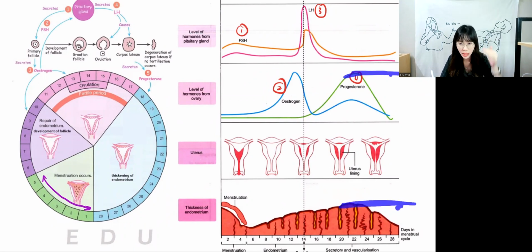So for 9 months, it will remain thick. After she delivers a baby, then the endometrium wall only decreases. So you have to remember to see whether the person is pregnant or not pregnant. If not pregnant, then it will decrease and form into a period again. If pregnant, then it will remain high for 9 months.